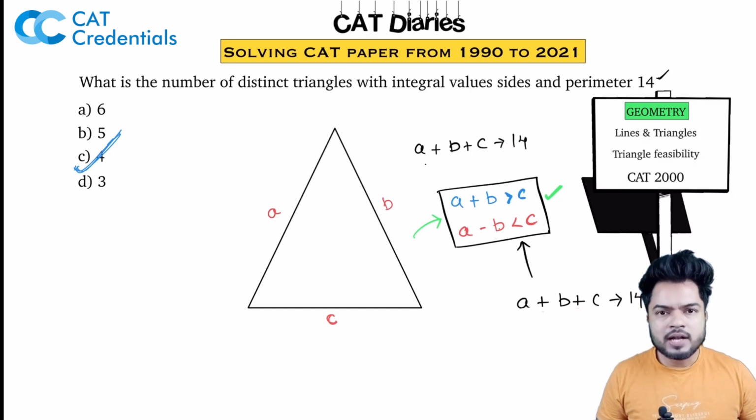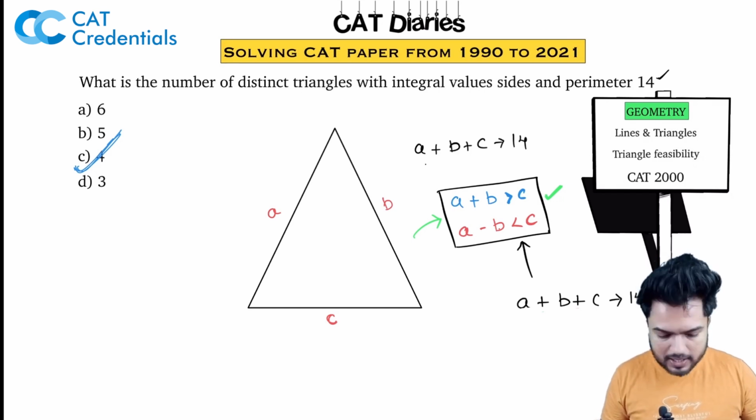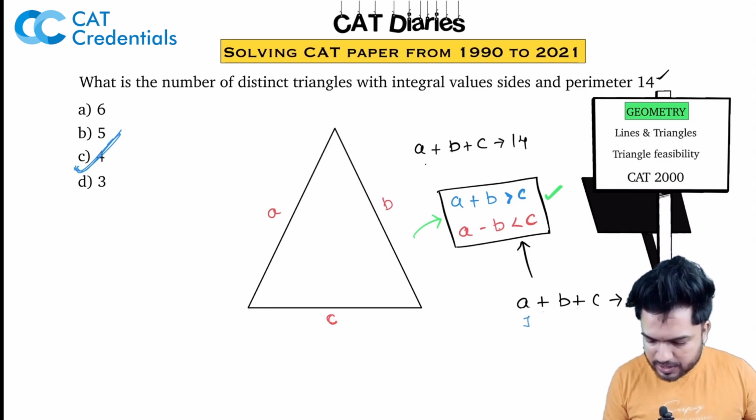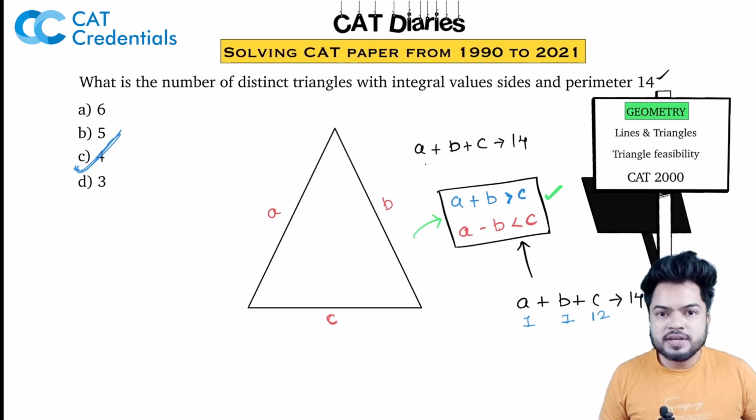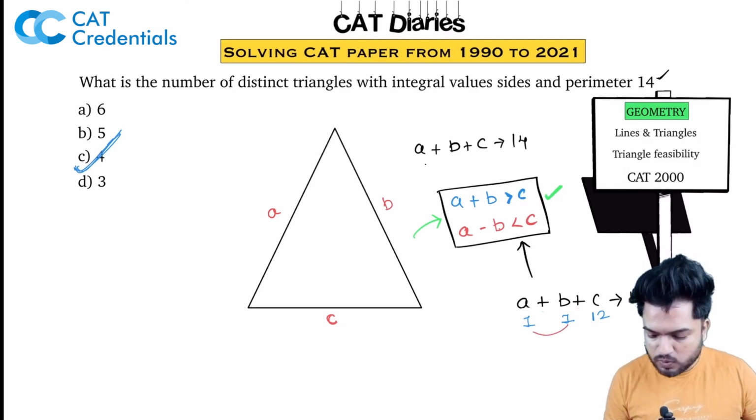What are the values that A, B, and C can possibly take here? I'll do some trial and error. I can say A is 1, B is 1, so C will be equal to 12. But can these be the sides of a triangle? Let's check the rule. The sum of the two, 1 plus 1, is 2, which has to be greater than the third side. Is 2 greater than 12? No, right? So it is not possible. You cannot take 1, 1 and 12 here.